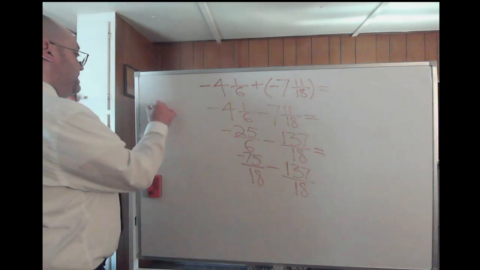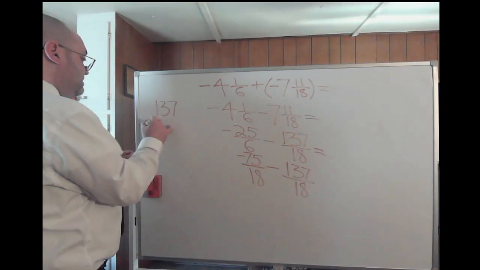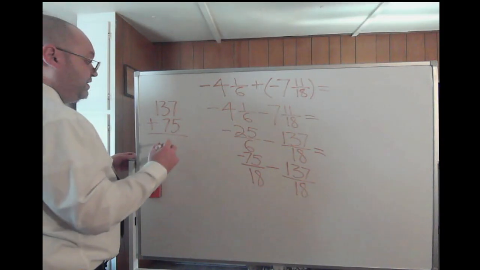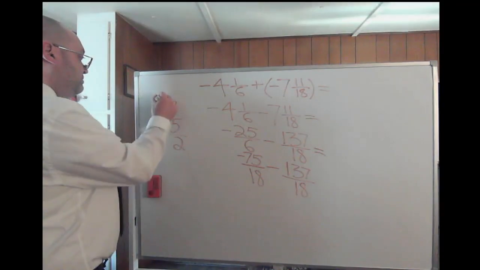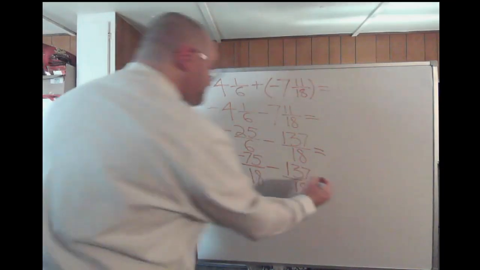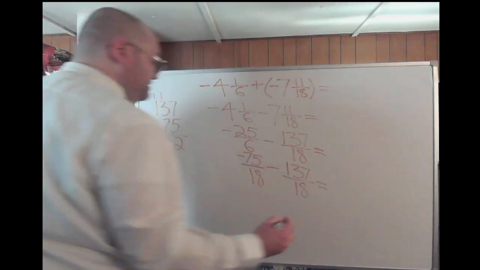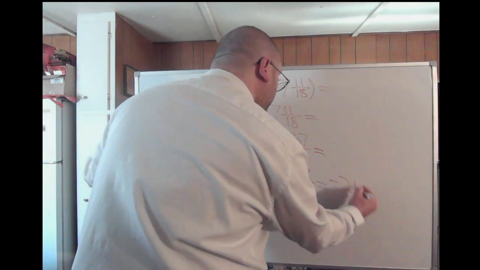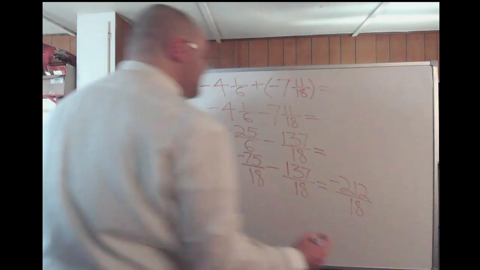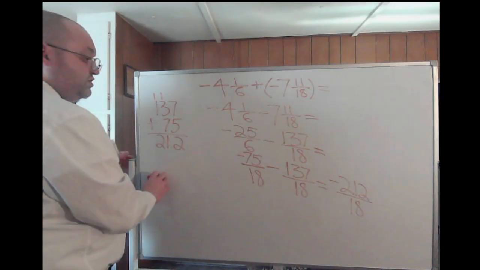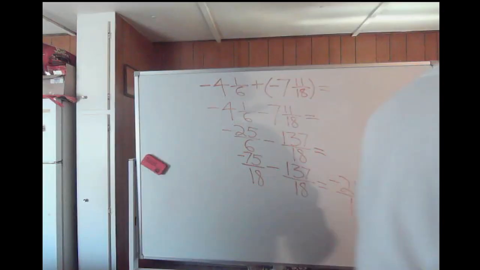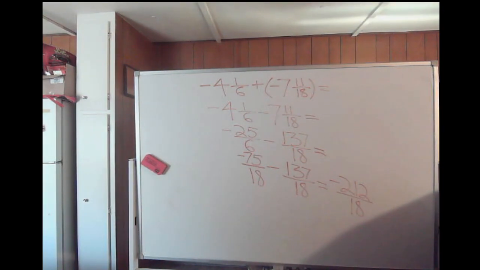Well, let's go ahead and do that math here real quick. Let me do the math here since I forgot my calculator. 7 plus 5 is 12. 1 plus 3 is 4. Plus 7 is 11. 1 is 2. So we got negative 212 over 18. That's what we come up with, negative 212 over 18. Let me get my calculator, wherever it is. Here it is. It's just off the camera shot.